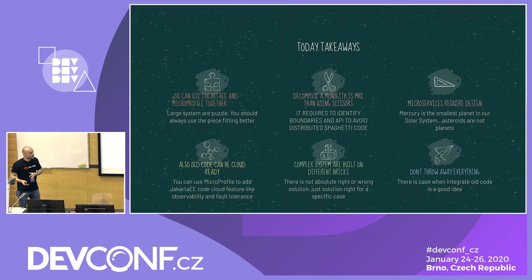Do not throw away everything. There are cases when integrating old code is a good idea, because old code is maybe old, not elegant, or you don't perceive it as elegant, but maybe if you ask someone from the 60s, they perceive it as elegant. Anyway, old code is not always bad. It could be reused, should be reused, and should be integrated in a more modern architecture. And coexisting JakartaEE and MicroProfile inside WildFly gives you all the tool set to make it.